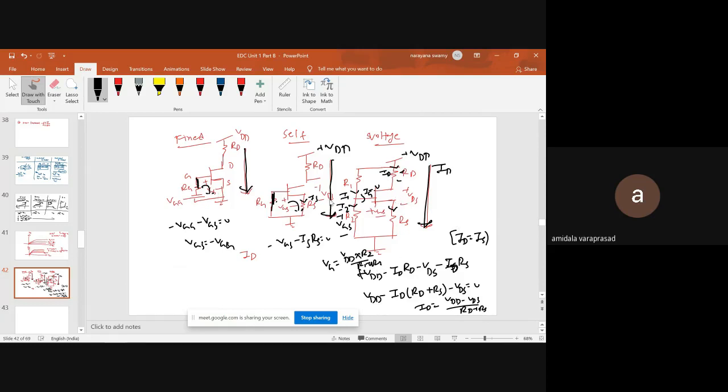There are three circuits: if they ask fixed bias, self bias, or voltage divider bias. This is about the three circuits. Okay, thank you. Here we completed 15.